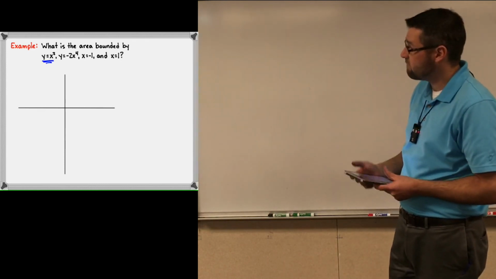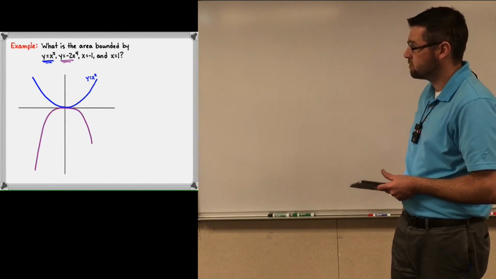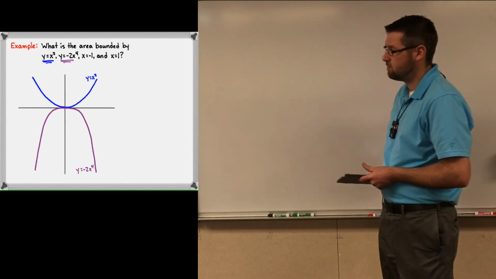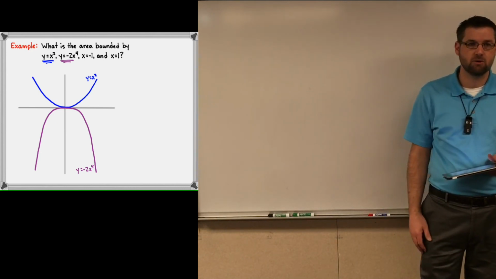Okay? So if I'm going to graph this, you got x squared. You guys okay with that? Okay. Negative 2x to the fourth looks like this. Okay. Notice how it's just kind of wider at the x-axis, or at the origin.